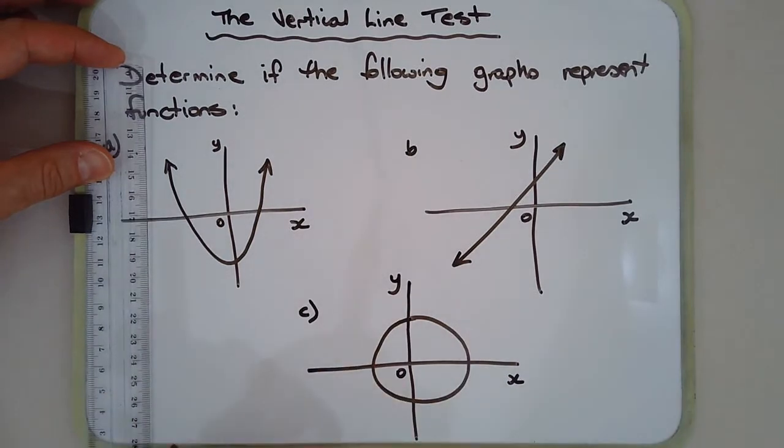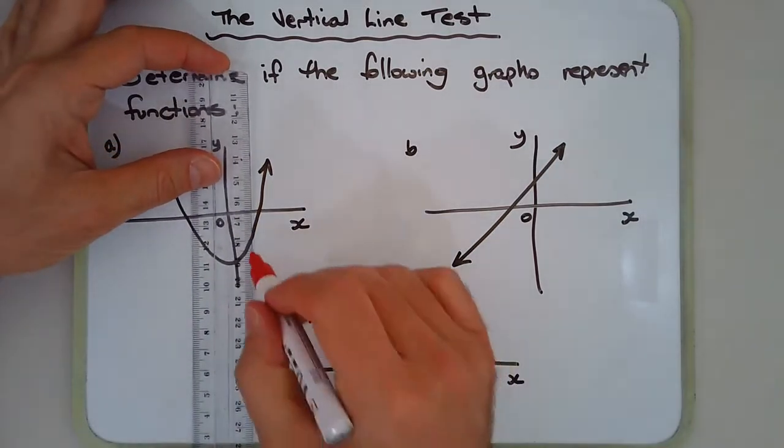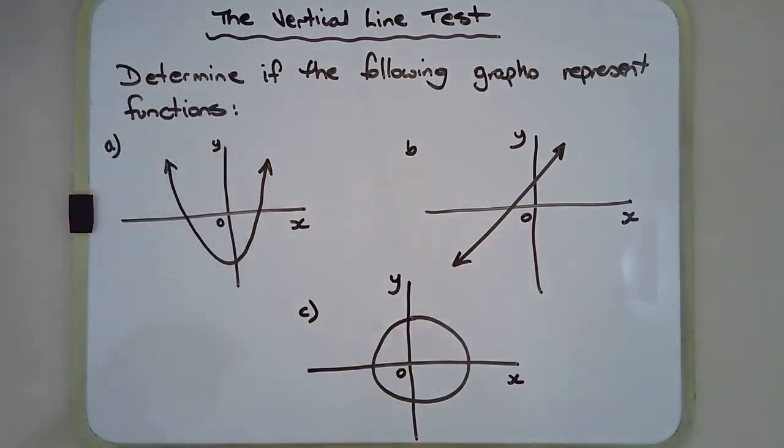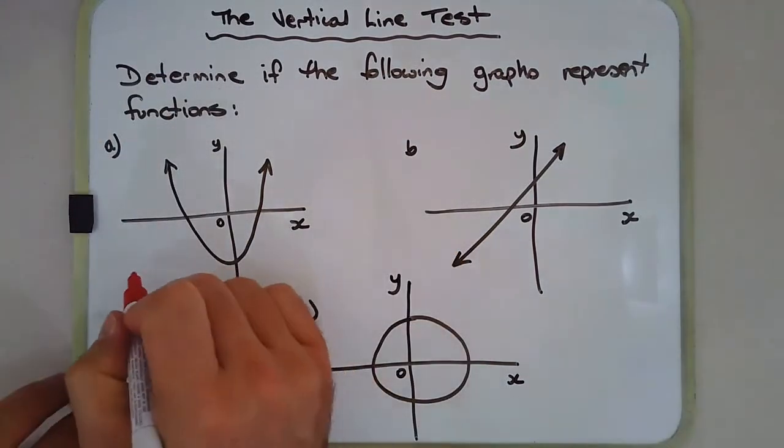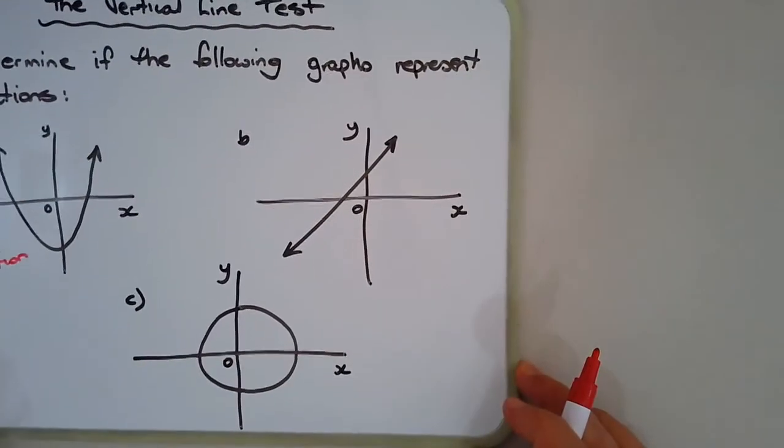It doesn't break the rule of what constitutes a function. And anywhere along, there's only one point of intersection with the ruler. So this one is a function. Okay, what about part B?